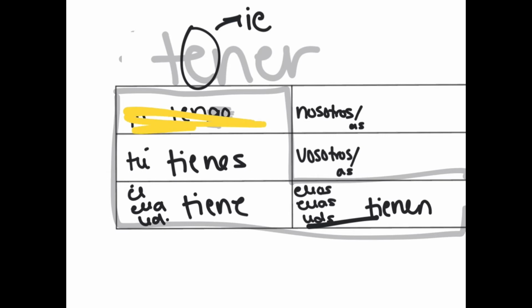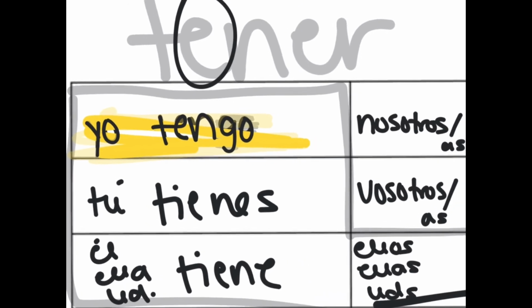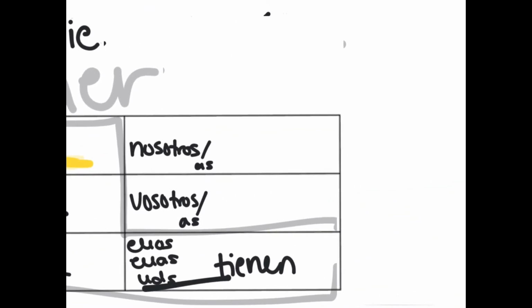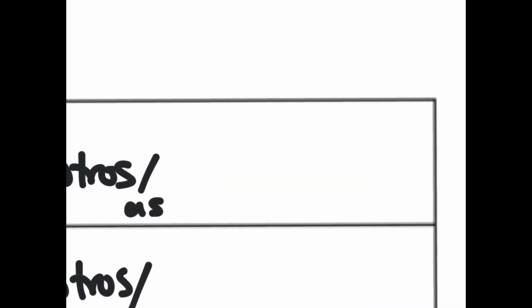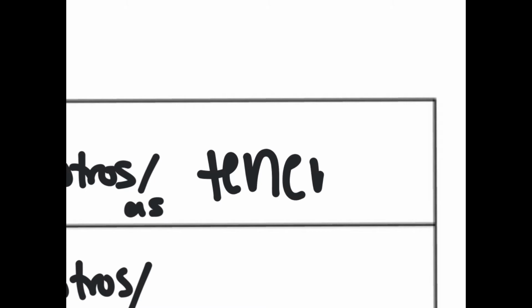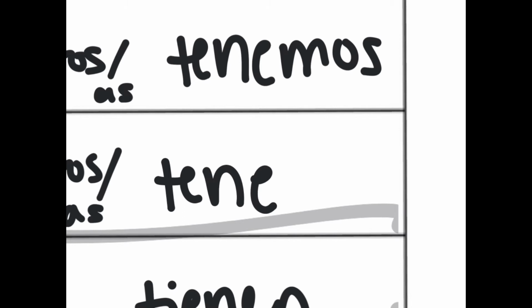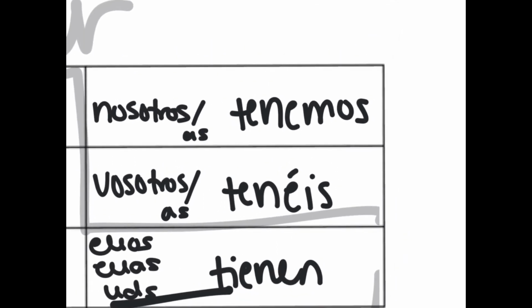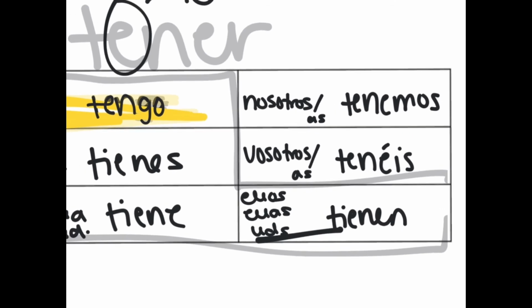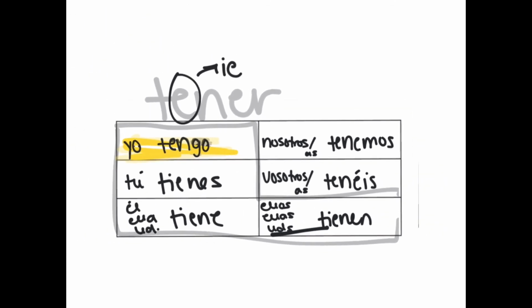The only difference is now you have tengo. So it would be yo tengo. And then the nosotros, vosotros is the same. So these ones, you just drop the ER ending, and then you write ten, and the ER ending is amos for nosotros, so tenemos. Then vosotros is ten still, and then you do the ER vosotros ending, which is just es. For vosotros and nosotros, you do not have to worry about the E changing to an IE. So this is how you conjugate tener.